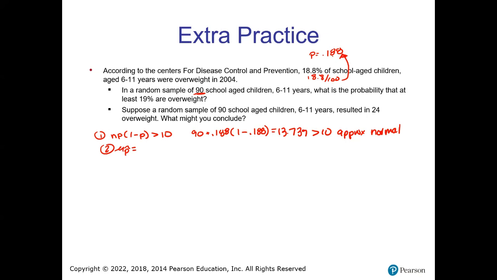The mean of our sample proportion is equivalent to our proportion, 0.188. And I need to calculate my standard deviation. So that's going to be the square root of p times (1 minus p) all over n. So p, 0.188, times (1 minus 0.188), all over sample size 90, and then I'm going to square root that. So again, grab a calculator: 0.188 times (1 minus 0.188) all over 90, and then square root your answer. I have 0.0412.